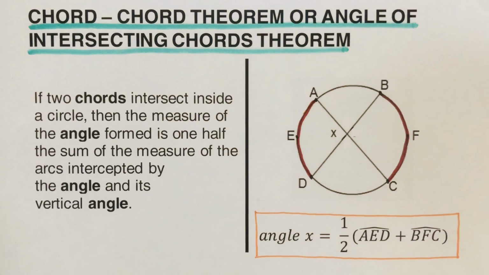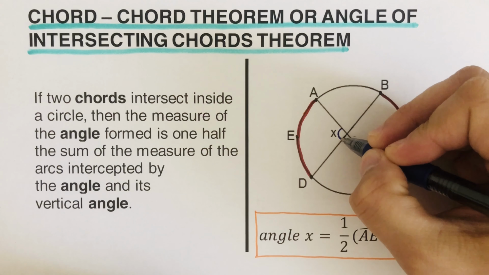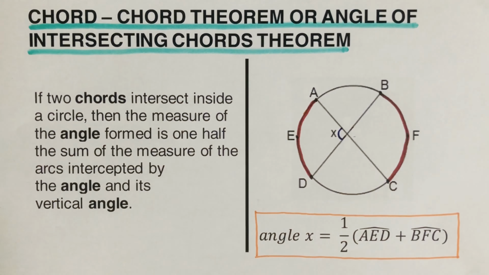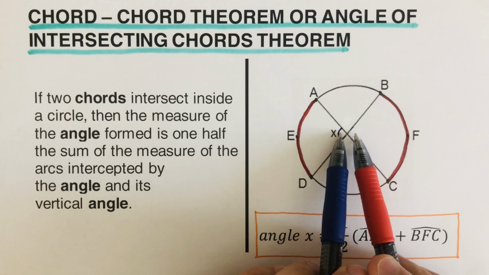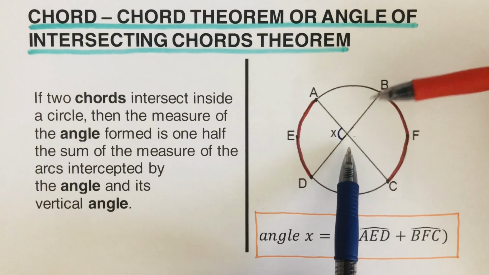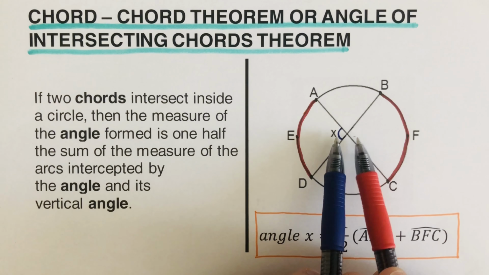And if they do intersect, there's going to be an angle created over here, which we will call angle X. Across angle X is its vertical angle. So these two angles are equal, and these other two angles are also equal, which is not equal to the other two. Since they're vertical, these two angles right here would be equal.